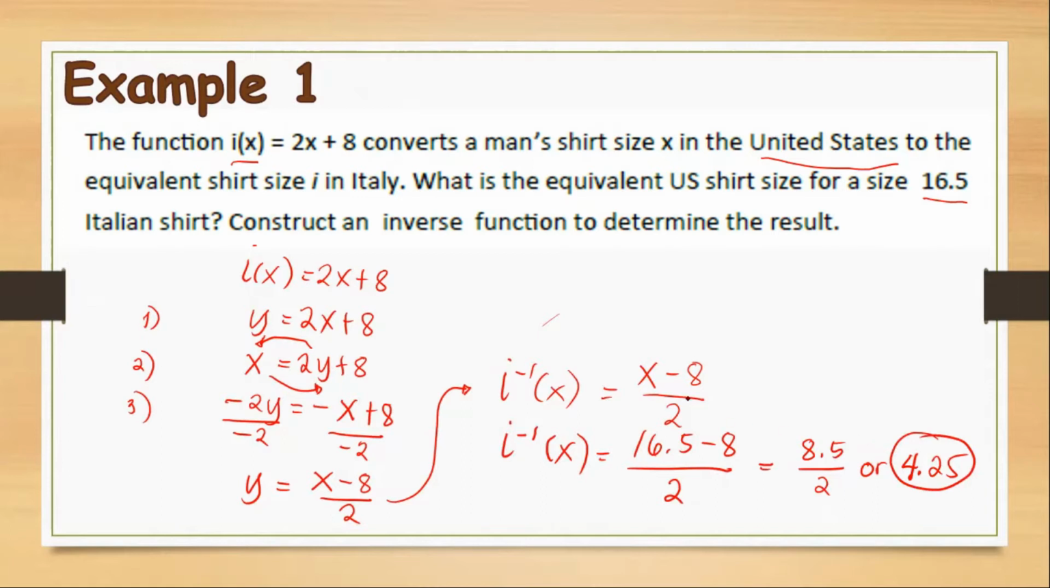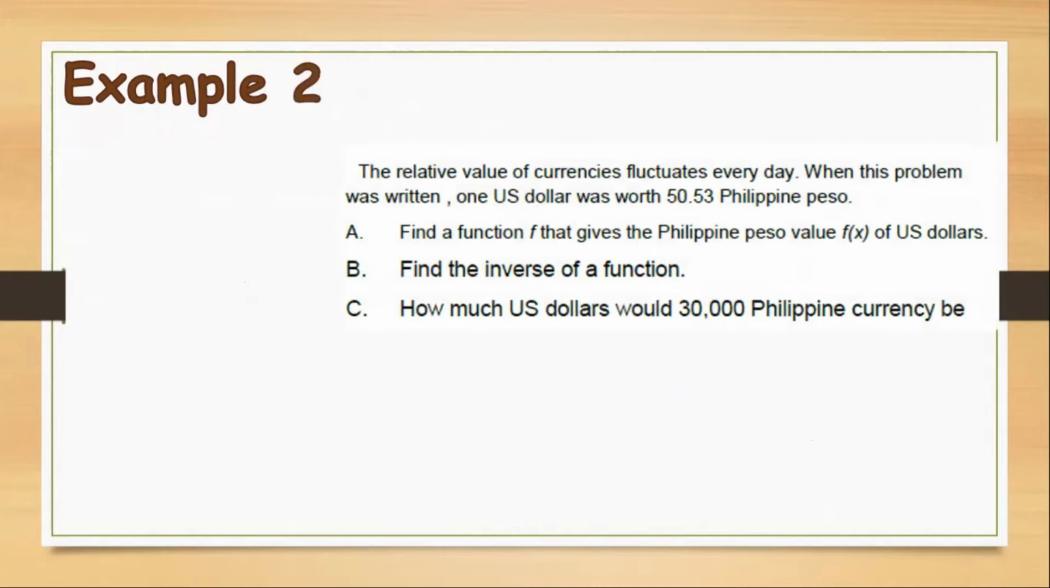Okay, so let's continue. For example 2, the relative value of currencies fluctuates every day. So when this problem was written, 1 US dollar was worth 50.53 Philippine pesos. Letter A, find a function that gives the Philippine peso value f of x of x US dollars.